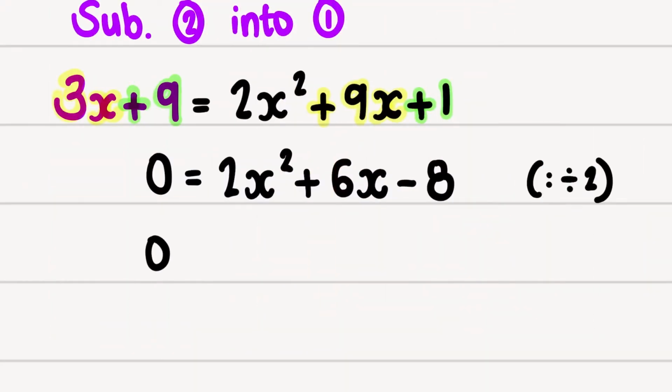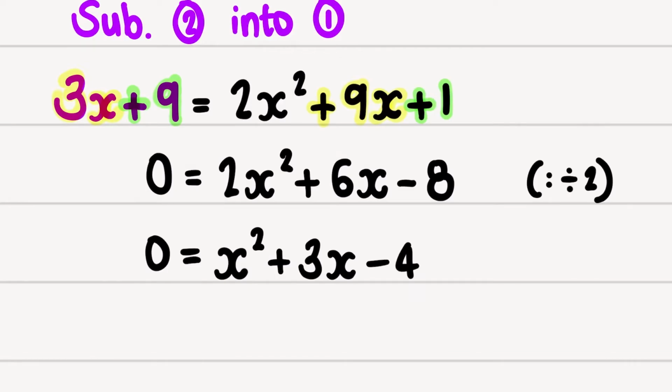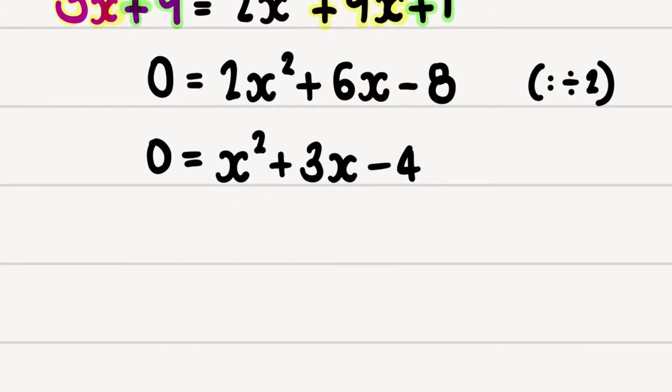So 0 is equal to 2x squared divided by 2, which is x squared. Positive 6x divided by 2 is positive 3x. And negative 8 divided by 2 is negative 4. Now I'm going to solve this equation. So 0 is equal to, I'm going to factorize that trinomial.